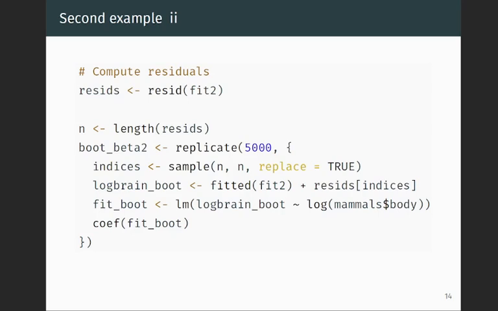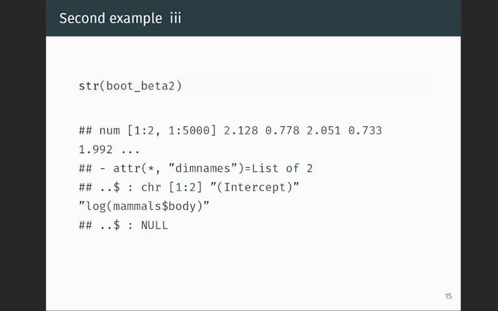And finally, once we fitted the model to the bootstrapped outcomes, we can extract the coefficients using coef. And this is what we get out of the bootstrap code block. And we replicate this again 5,000 times. As before, what we get is a matrix with 2 rows corresponding to each coefficient and 5,000 columns corresponding to each bootstrap sample.